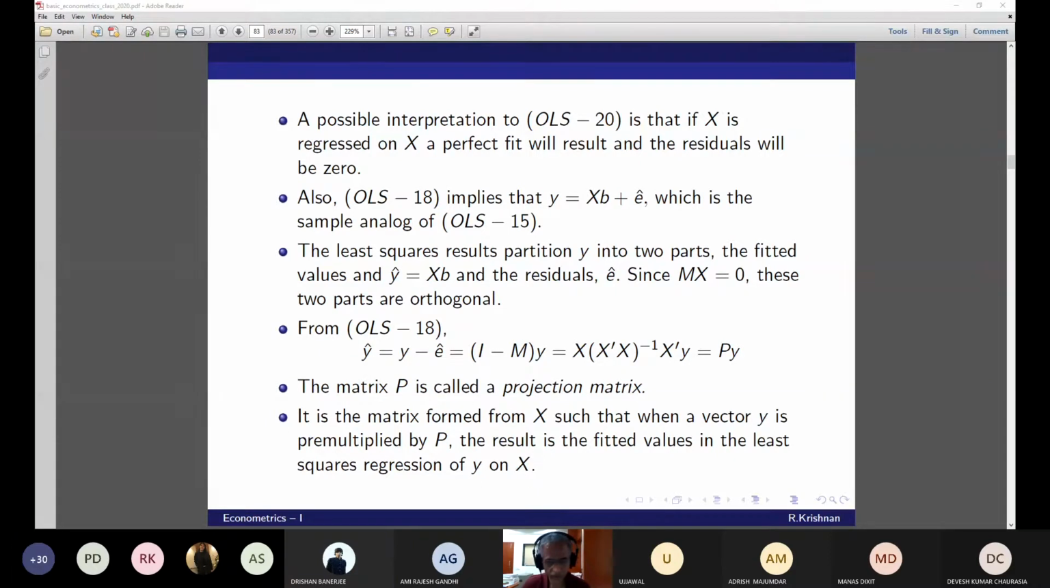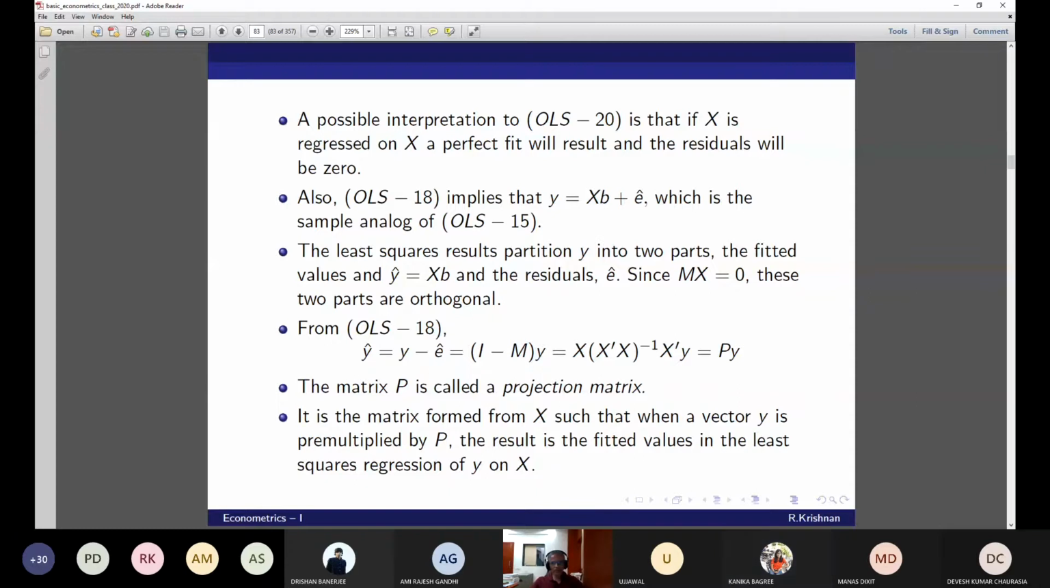If two vectors are orthogonal, it means that the dot product or the inner product is 0. That is, they are perpendicular to each other. And if a matrix A is orthogonal, we have to say that A prime A is I. Its transpose is the inverse, correct?